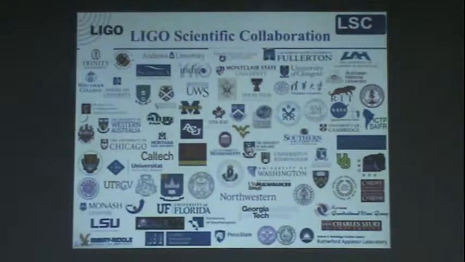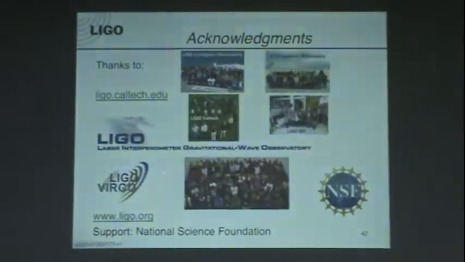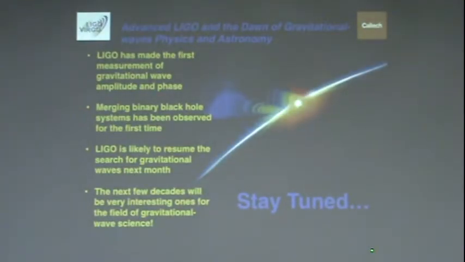So here's the group of universities and institutions that work on LIGO. I'll close by thanking my colleagues at the LIGO Laboratory, the LSC, also Virgo and the National Science Foundation. Summarizing very quickly, LIGO has made the first detections. We're going to start running very soon, and I expect that the next few decades will be quite interesting for this field. This is very, very exciting. So I'll stop there. Thank you very much.